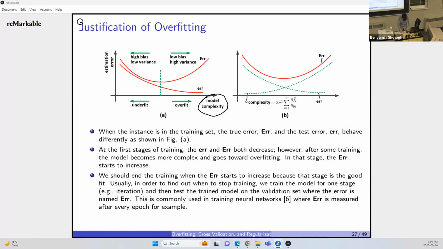Now this axis, consider it as model complexity. You can see this as iteration as well. Your machine learning models either do their task in one shot or they are iterative, right? For example, deep learning is iterative, or some things are in one shot. If they are iterative, you can consider this x-axis as iteration. Why? Because usually the more you train, the more complex you become, right? Therefore, it's either model complexity or iteration, doesn't matter.